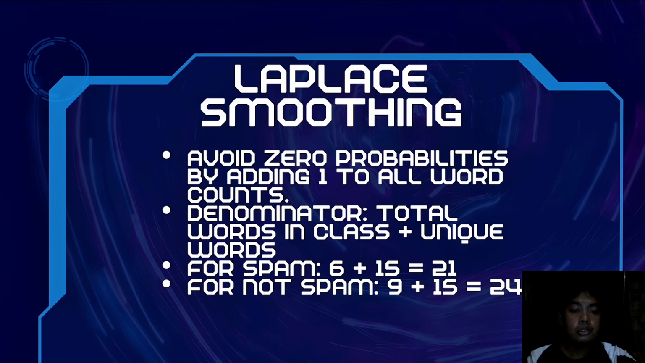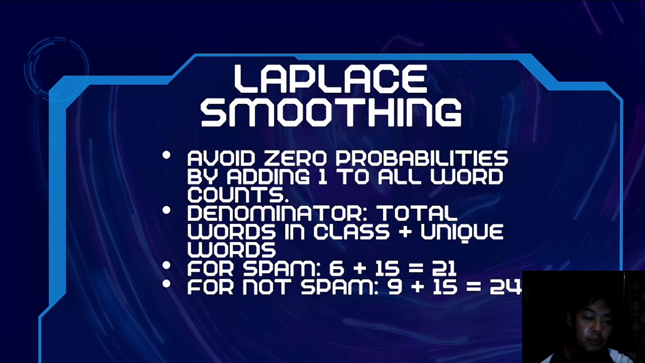The formula is P(word) with count equals count plus 1 over total words plus number of unique words. For spam, as you can see, there are 6 words in total, and unique words are 15. So the denominator is equal to 6 plus 15, which is 21. If you add the 6 and the 15, it becomes 21.